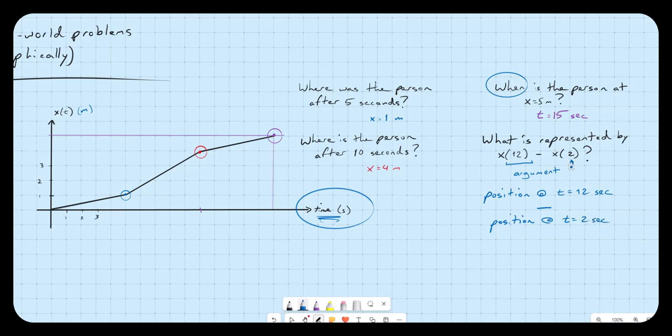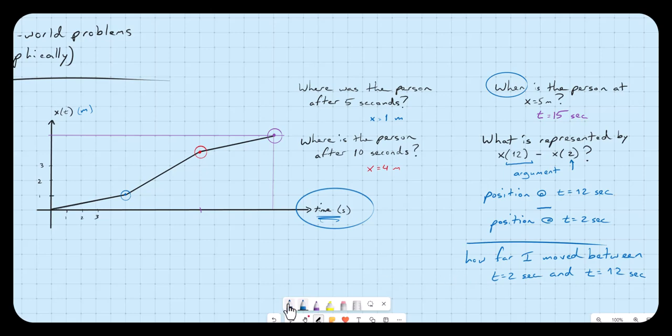There's my 2. So this is how far I moved between t equals 2 seconds and t equals 12 seconds.